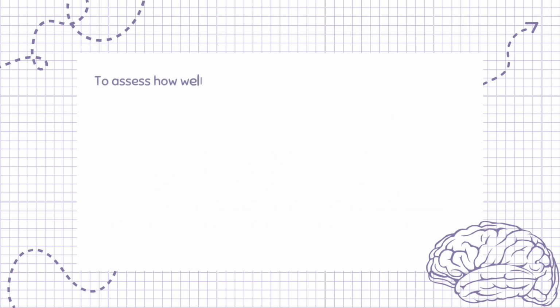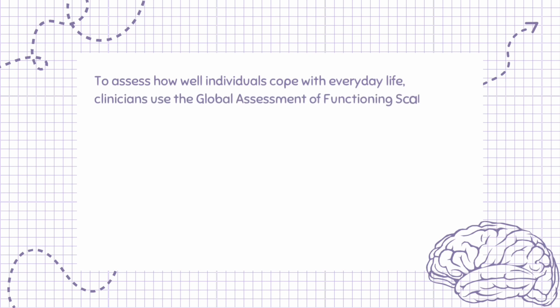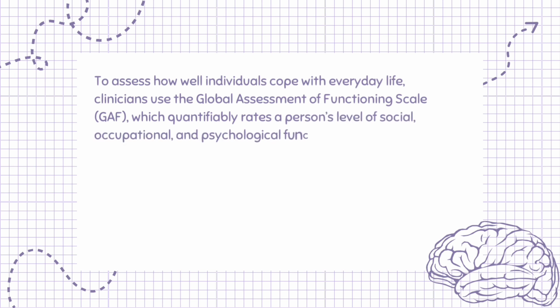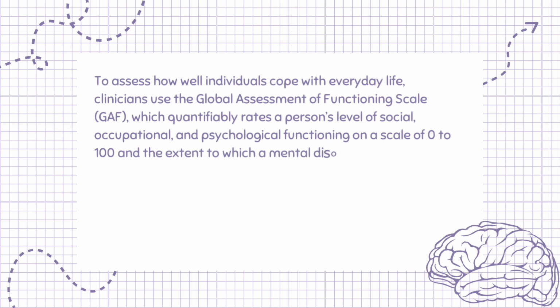To assess how well individuals cope with everyday life, clinicians use the Global Assessment of Functioning Scale, GAF, which quantifiably rates a person's level of social, occupational, and psychological functioning on a scale of 0 to 100 and the extent to which a mental disorder affects an individual's ability to function adequately.